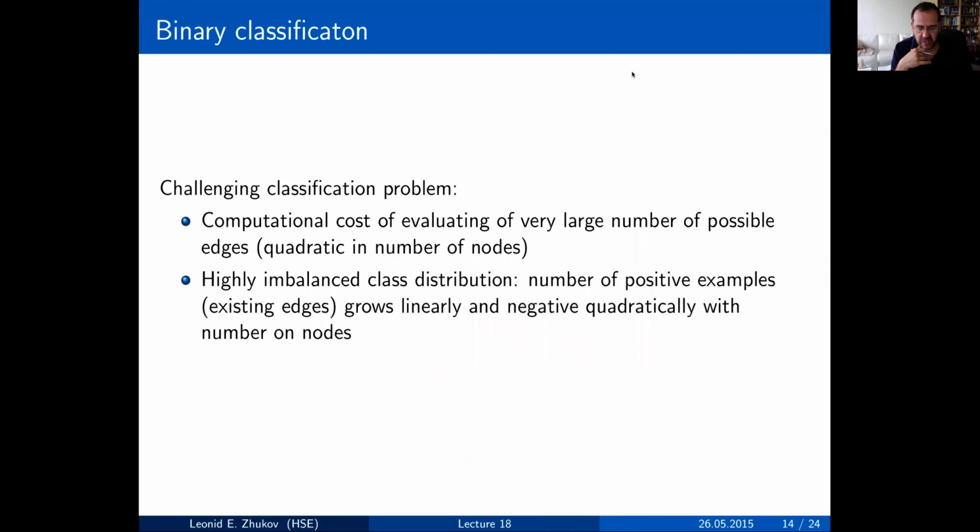Back to our classification problem. What are the challenges in actually taking all those metrics that we calculated and using them as features in a classifier to do binary classification? Well, there are two obvious problems. One problem is just the sheer number of possible edges. As we talked already, it's V squared, where V is the number of nodes in the graph. And so we need to evaluate all those pairs to use that as a predictor.